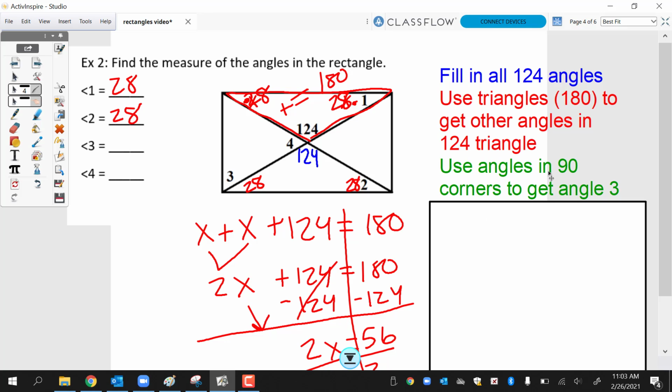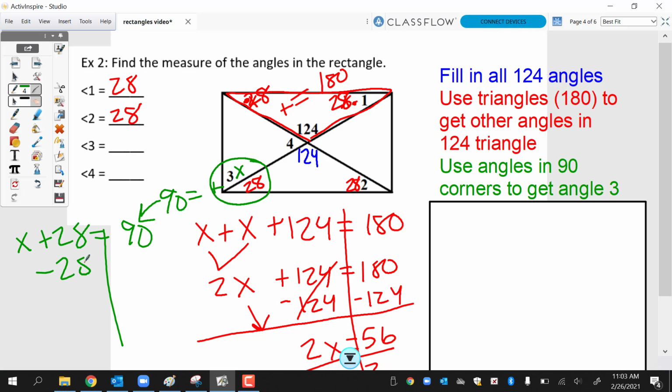So now we're using the angles in the 90-degree corners to get angle 3. I know that this corner right there should be adding up to 90, because in rectangles the corners are 90, and I know this side is a 28. I'm going to put x in angle 3 because that's what I'm looking for. So I have x plus 28 should add up to 90. Okay, so we're subtracting 28. Subtracting 28 cancels out. X equals 62. So this corner is 62, which is angle 3, 62.